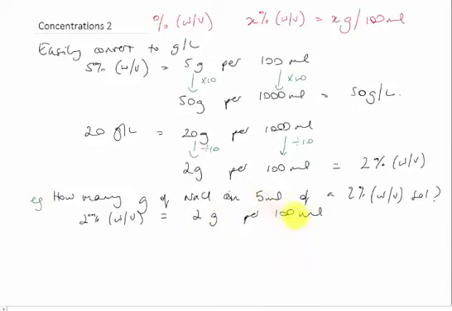And here we're not changing the volume to a litre, we're changing it to 5 millilitres. And how do I get from 100 mils to 5 mils? I divide by 20. And so this I also divide by 20, so that gives me 0.1 grams for every 5 millilitres of solution. Okay, so we can change this percent weight per volume, which is grams per 100 mils, to grams per litre, or grams per any other volume we fancy.